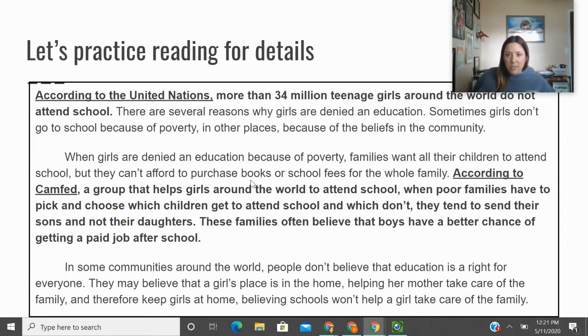I have a few more pieces I'm just going to read on for you that's not on the screen, okay? There are many ways that people actively try to deny girls an education. One way is political. If a particular political party takes power, they can create rules and laws that forbid girls from attending school. Not all political parties are elected. Some take power by force.